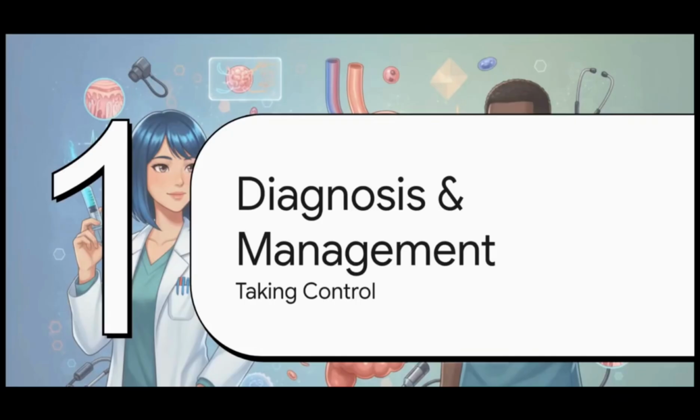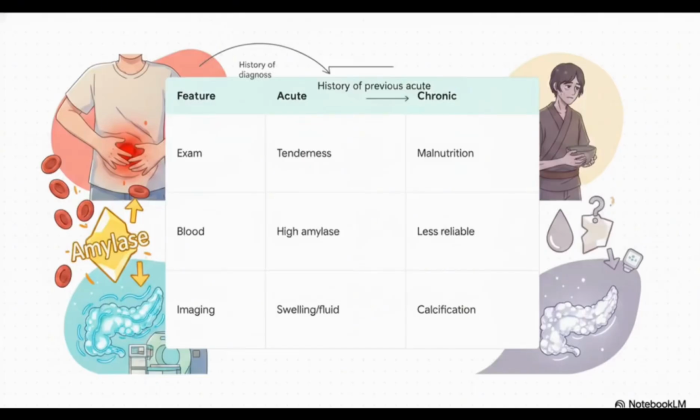Okay, let's look at diagnosis and tests for both acute and chronic pancreatitis. For acute pancreatitis, a physical exam may show tenderness in the abdomen. Blood work will often reveal an elevated amylase level, amylase being a digestive enzyme. A CT scan or ultrasound may show swelling or damage to the pancreas or fluid collection around it.